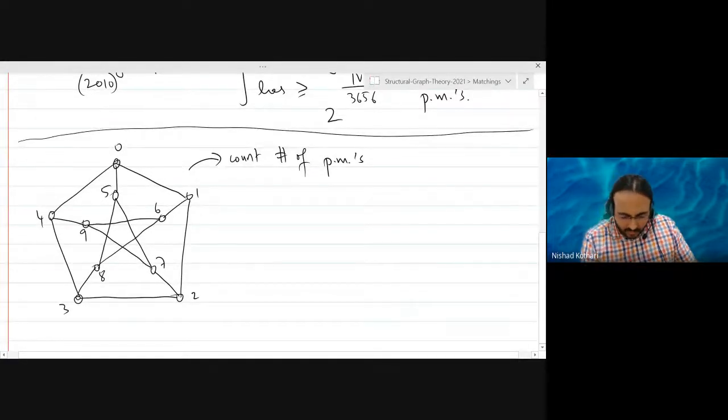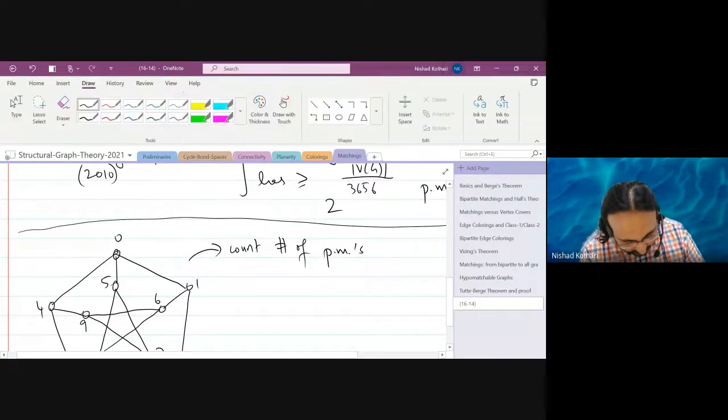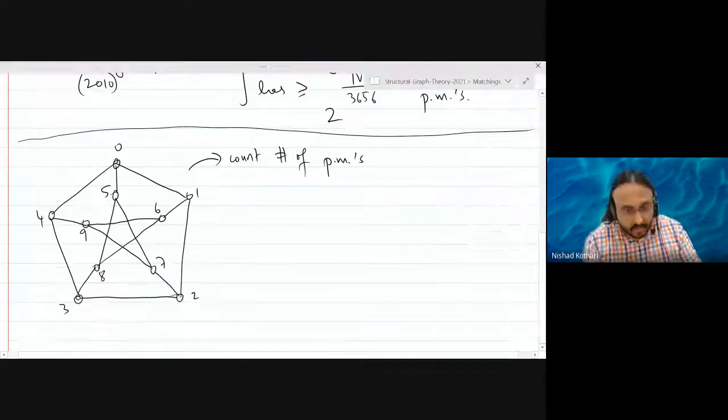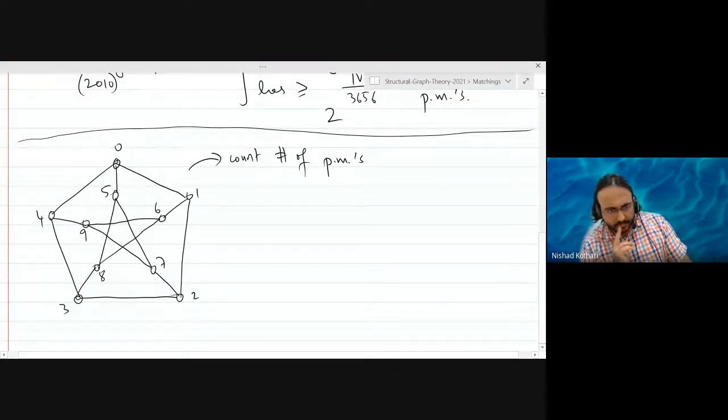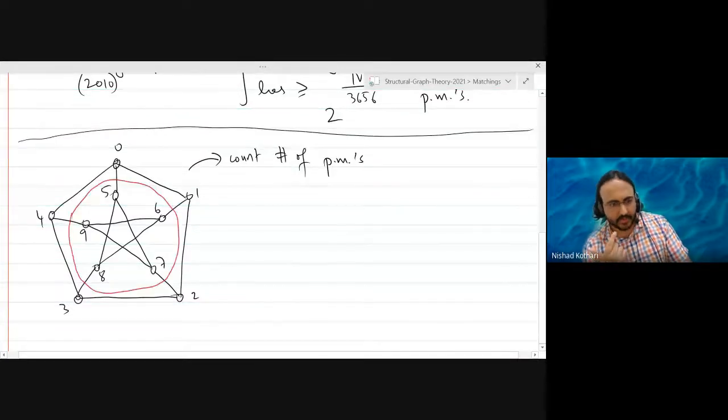So how can we count the number of perfect matchings here? In general, it's not so quick, but I have done this many times, so I will guide you through the process. So look at this cut, these five edges. They separate the inside five cycle from the outside five cycle. How many edges can you take from these five edges in any perfect matching?